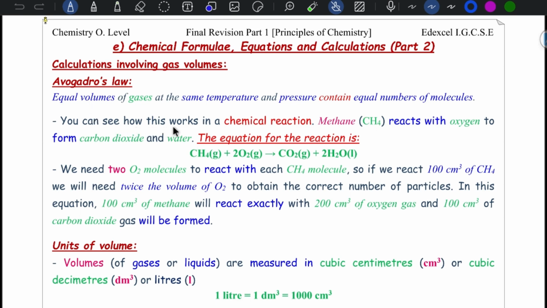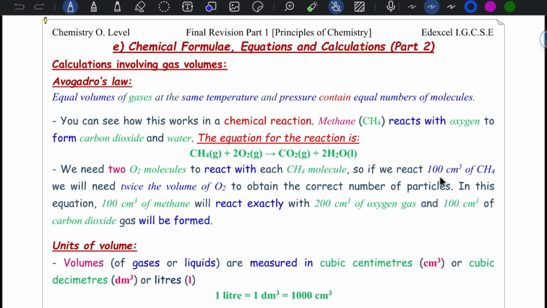You can see how this works in chemical reactions like methane, for example, reacting with oxygen to form carbon dioxide and water. This is the equation for the reaction: CH4 gas plus 2O2 gas gives CO2 gas plus 2H2O liquid. Water is not included. So we need 2 oxygen molecules to react with each CH4 molecule.